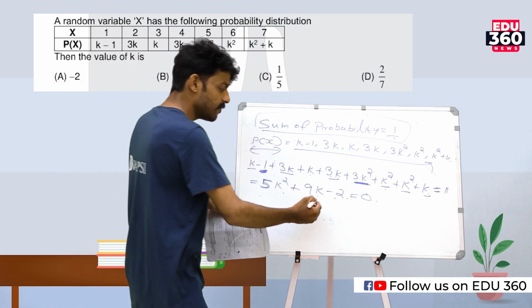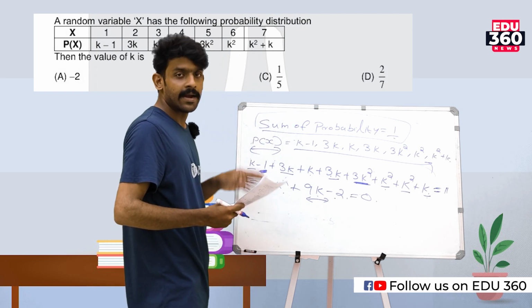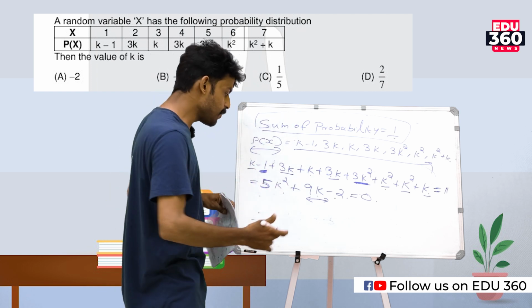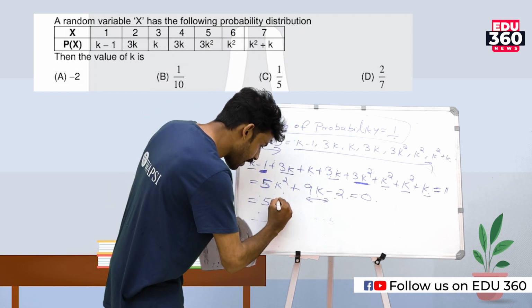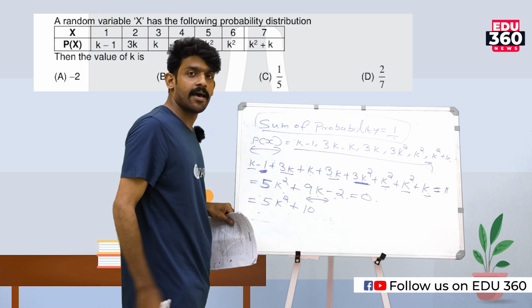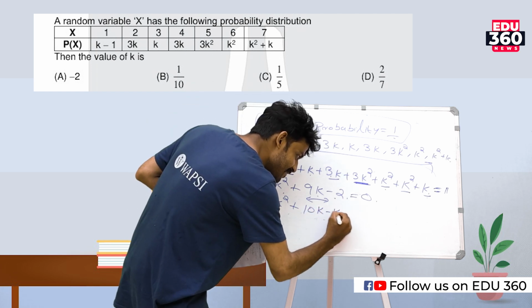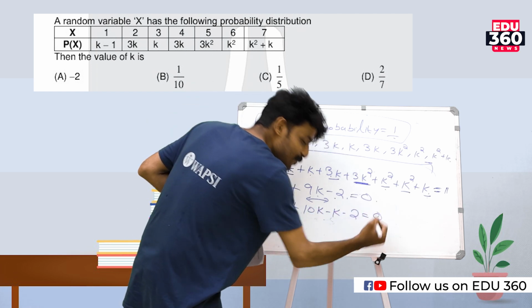So hereafter, just look at here, 9k. We can split 9k into 10k minus k. So in the next step, we can write 5k square plus, I'm going to write 9k as 10k minus k, so that is 10k minus k minus 2 is equal to 0.